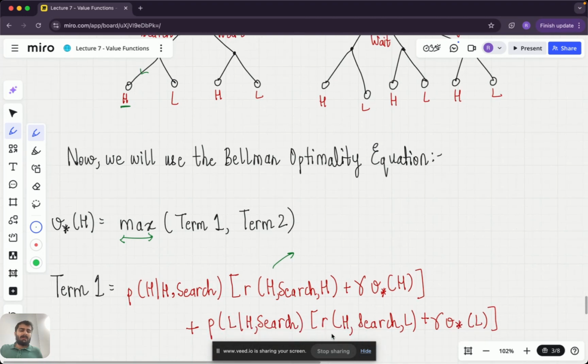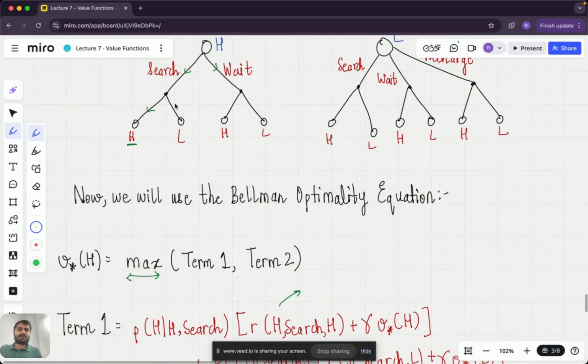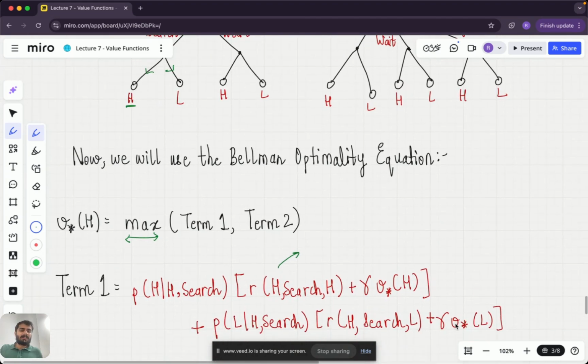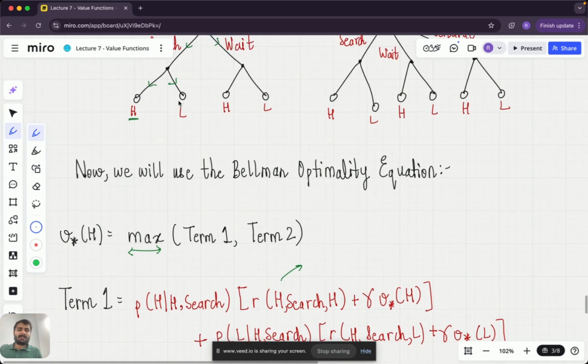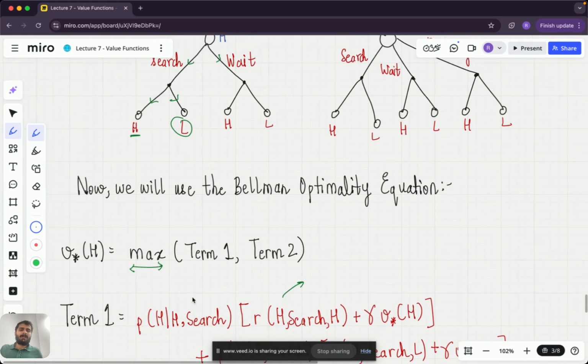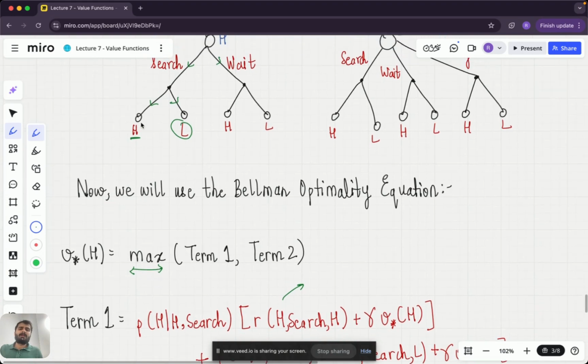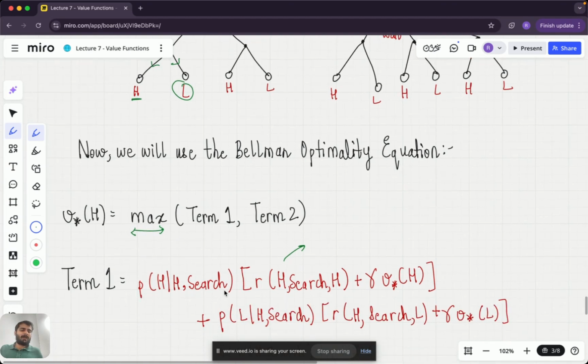And then here we have the reward collected along this pathway plus the discounted value of this state. And then the only thing we do is we multiply the probability of the agent reaching this state from this state. So you can see these probabilities multiplied on the left.